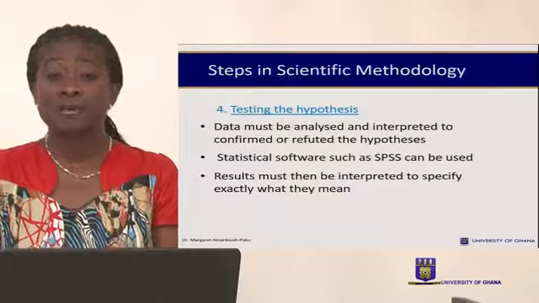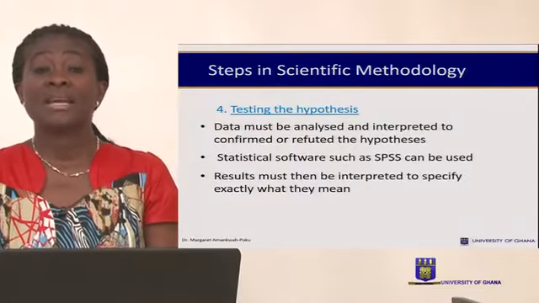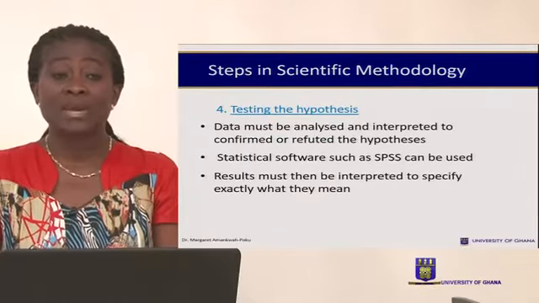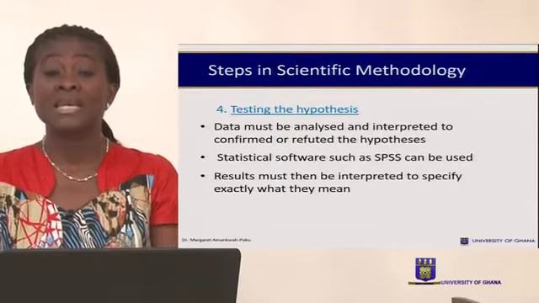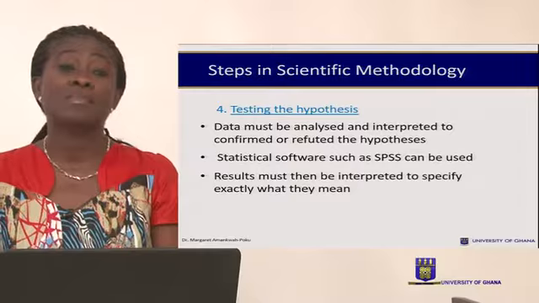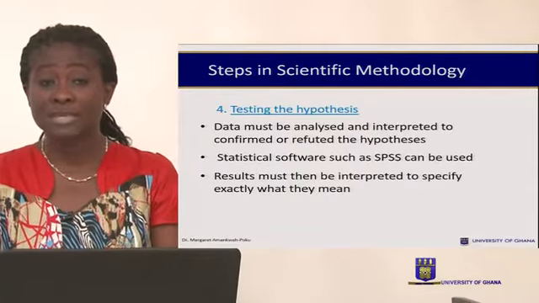Now let me talk about the 4th step, which is testing the hypothesis. So we've identified our problem, formulated a hypothesis, and then we've conducted our research. So now we have to test our hypothesis. So we do so by analyzing the data that we have obtained. When we measure the dependent variable, we obtain data, or we obtain information, and this is what we analyze to interpret them to see whether our hypotheses have been confirmed or they have been refuted.